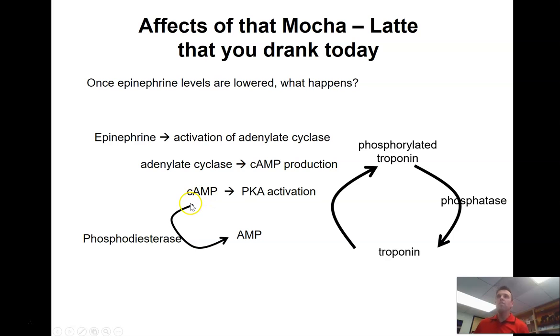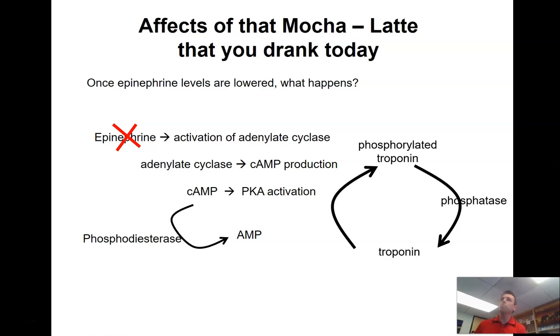And we also have over here something to turn this signaling cascade off. Cyclic AMP is constantly being turned into AMP, and no more cyclic AMP, you have no more PKA activation. So if you still have adrenaline, then you're still going to be making more cyclic AMP faster than it's broken down. Kinase is still going to be active, and you're going to phosphorylate troponin faster than it's dephosphorylated.